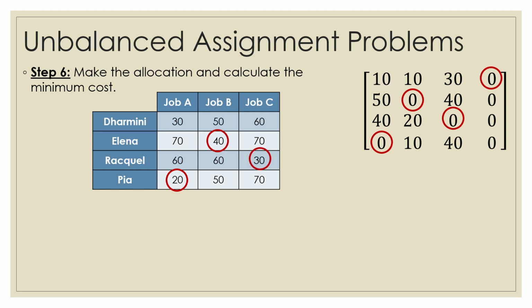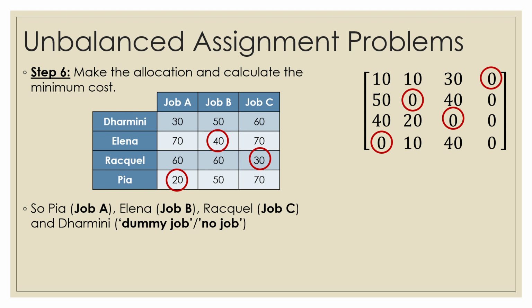So what happens with all of this? Pierre gets job A, Eleanor gets job B, Joel gets job C, but Darmini gets the dummy job, so in other words, she does not get a task or a job here. Adding in those values, the minimum value is in fact going to be 90. Okay, very much the same as what we've previously done.